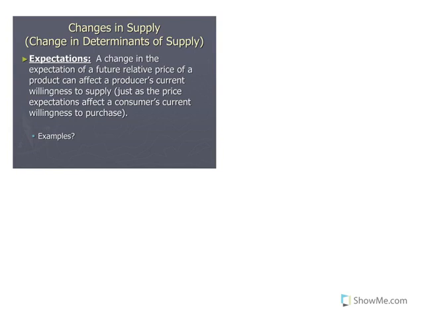The third determinant of supply is simply the expectations of the producer. Now, you'll recall when we talked about the determinants of demand, expectations were also a determinant of demand, but they were expectations of the consumer in relation to their income, expectations of prices of the product in the future or availability of the product in the future.